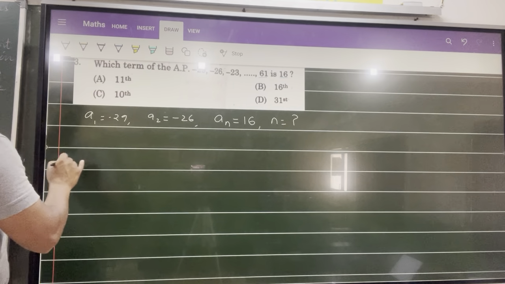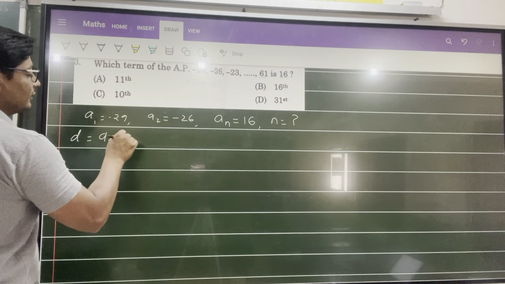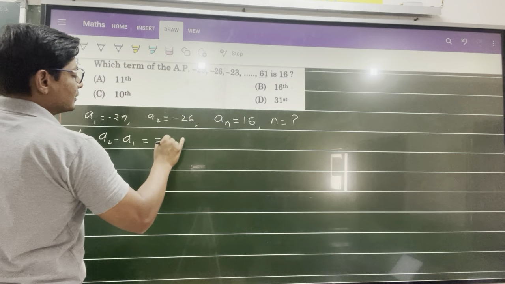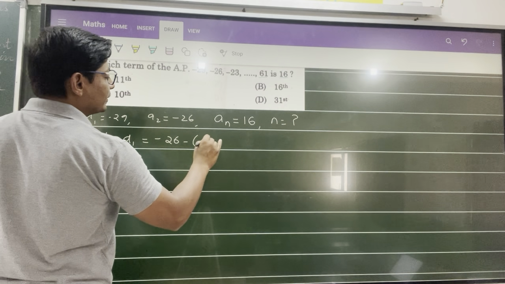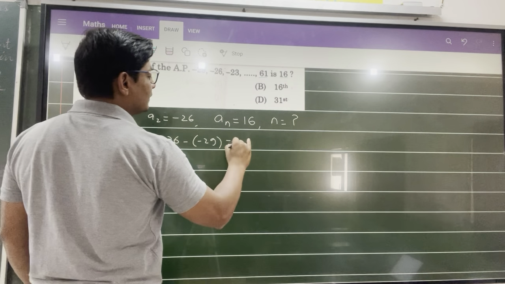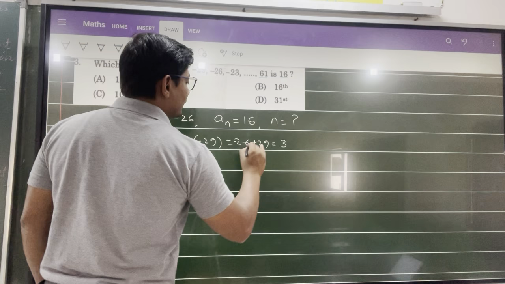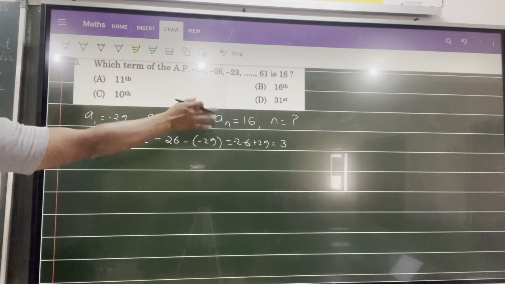So now here first we need to find the common difference. So therefore d is nothing but a2 minus a1. A2 is minus 26 minus minus 29. A1 value is minus 29. So this minus of minus will be plus. So minus 26 plus 29 equals to plus 3. So d value is 3 and an value is 16.